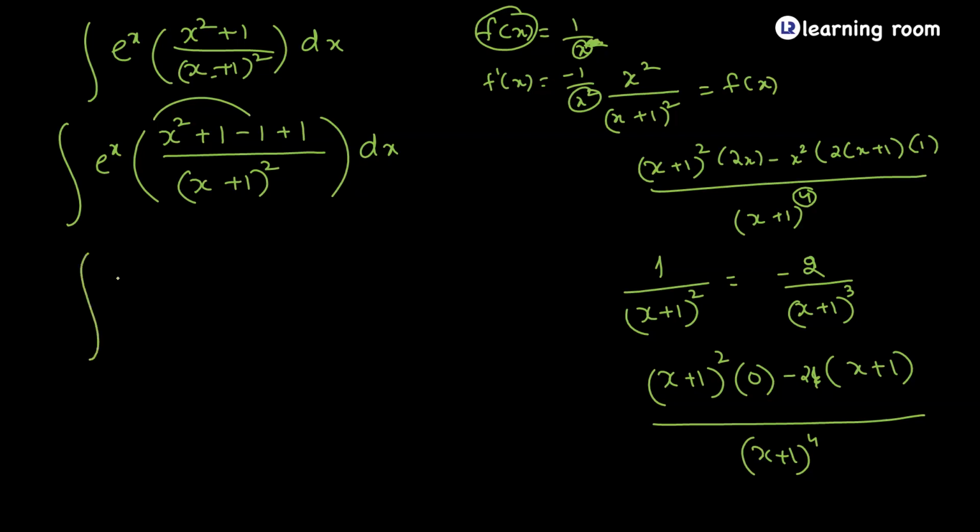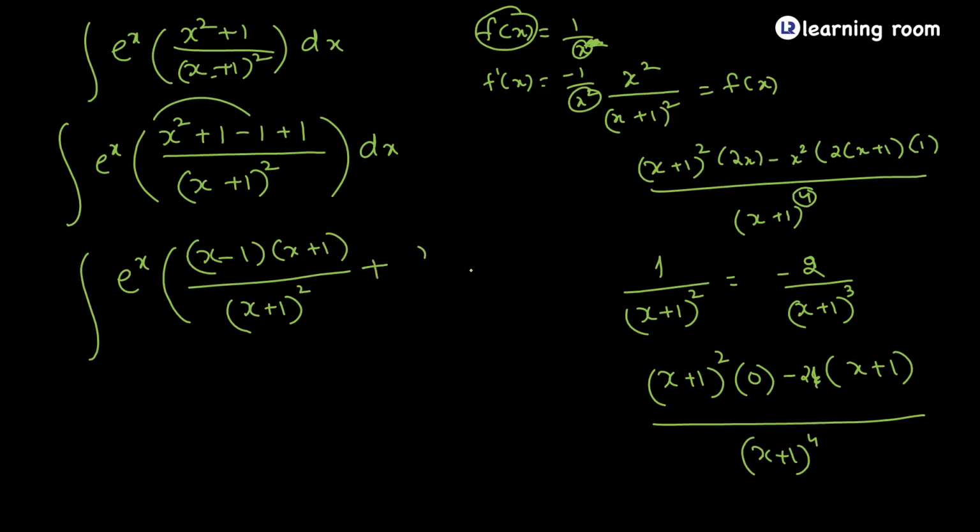So integral of e power x into, can I write x square minus 1 directly as x minus 1 into x plus 1? Anybody needs an explanation for this? The whole divided by x plus 1 the whole square. So what am I left out with? If I combine these two, what am I left out with? I'm left out with 2 divided by x plus 1 the whole square times dx.